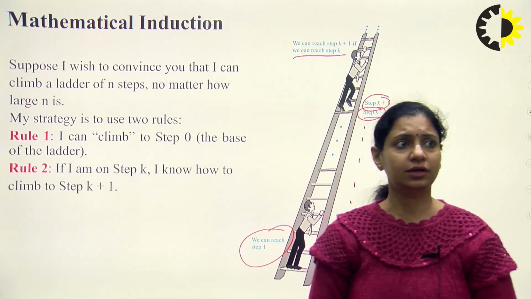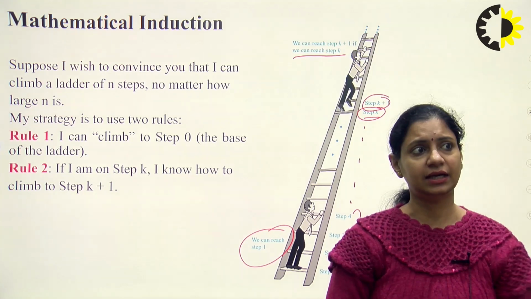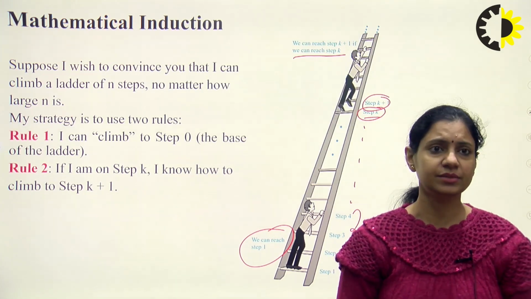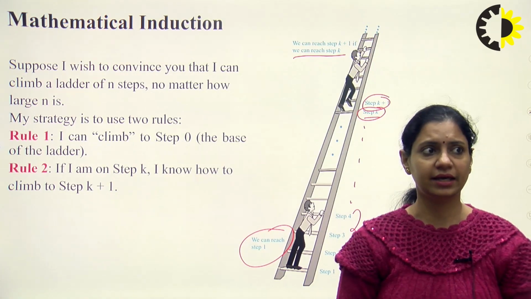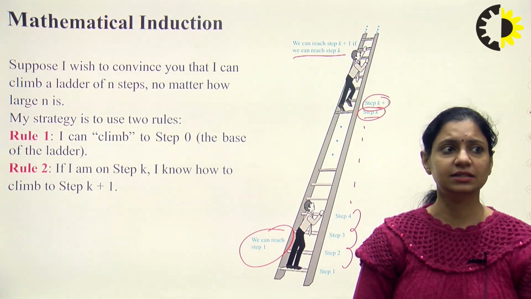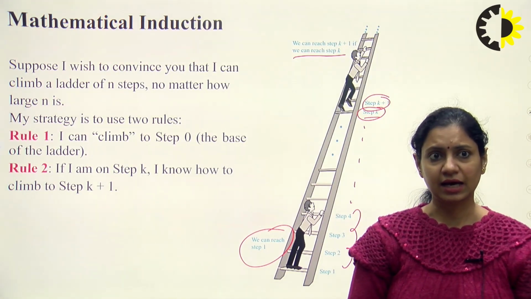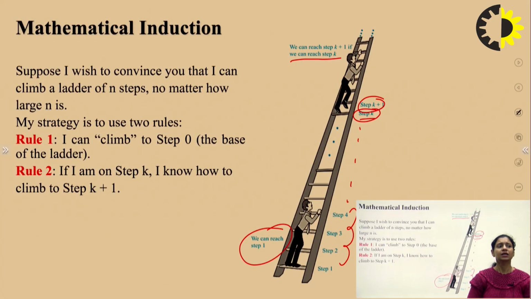So, when we talk about mathematical induction, it says that if I wish to convince you that I can climb a ladder of n steps, no matter how large this n is, my strategy would be based on two rules. The first rule says that I can climb to step 0, that is the base of the ladder. I am standing on the ground, so this is step 0. Rule 2 says if I am on step k, I know how to climb to step k plus 1. So if I reach step k, I can easily reach the next step, that is k plus 1.